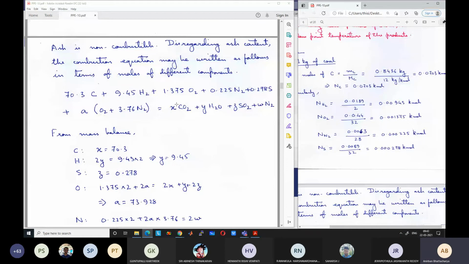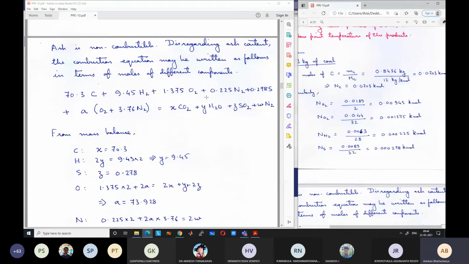Similarly, Y into 2 means the amount of hydrogen present is Y into 2. So 2Y is equal to 2 into 9.45, or Y is equal to 9.45. Similarly, balance of sulfur gives Z equal to 0.278. 0.278 is on the left hand side and Z is on the right hand side. So Z is equal to 0.278.